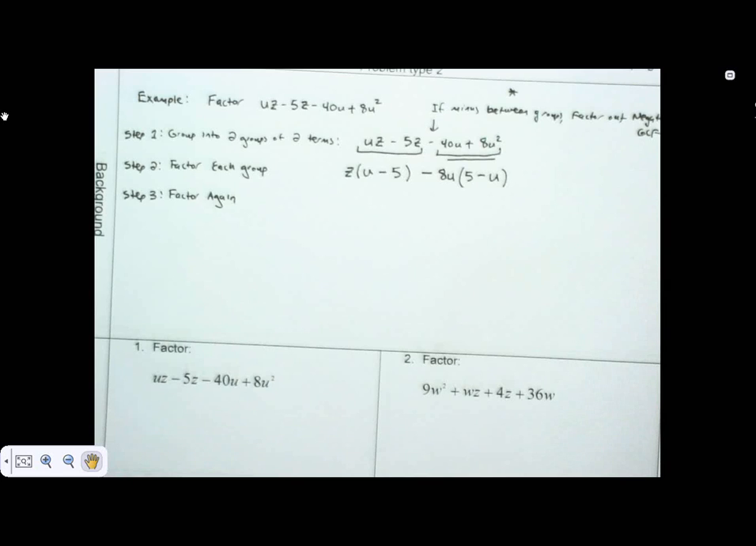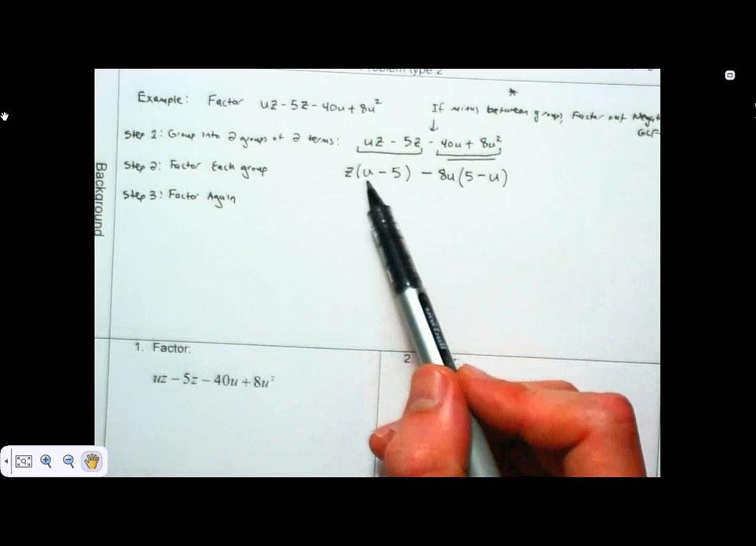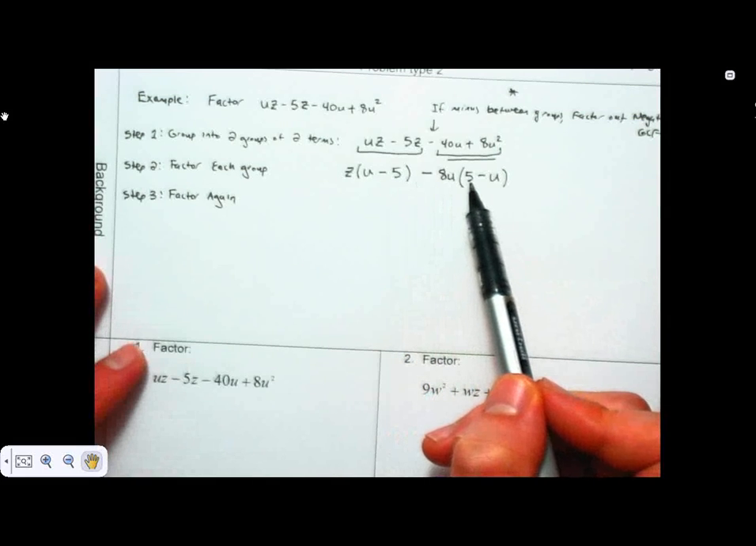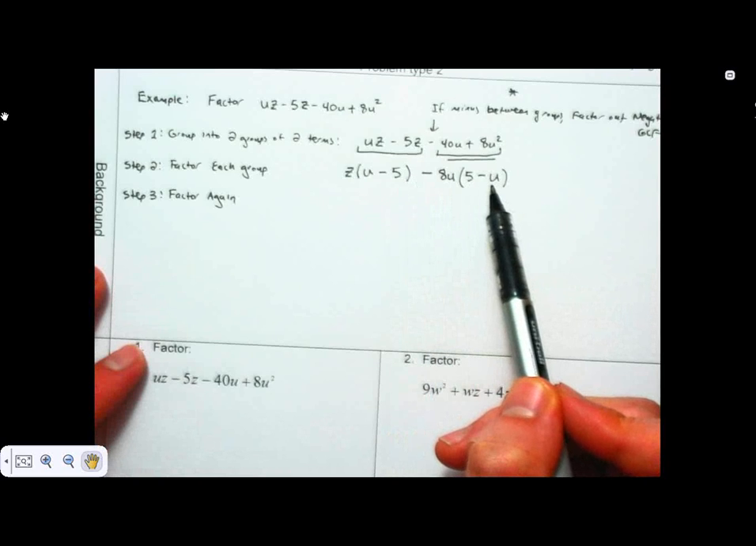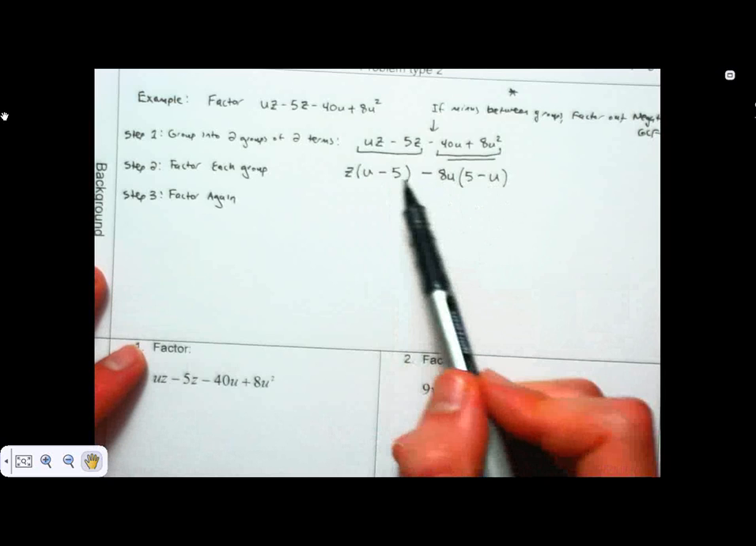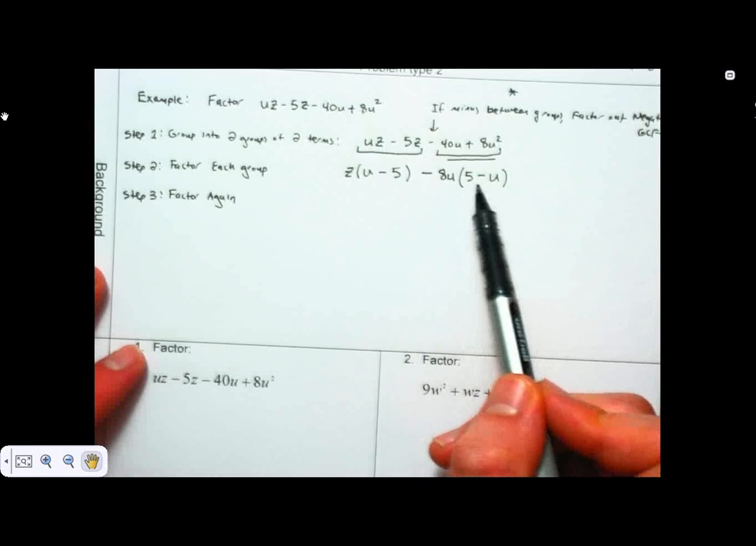Okay, now let's take a look and see what we have. Over in this first term, I now have a u minus 5 group. In the second term, I have a 5 minus u group. Well, that's okay, but these two groups don't match. U minus 5 is not the same as 5 minus u. So what that means is I have to make a change.